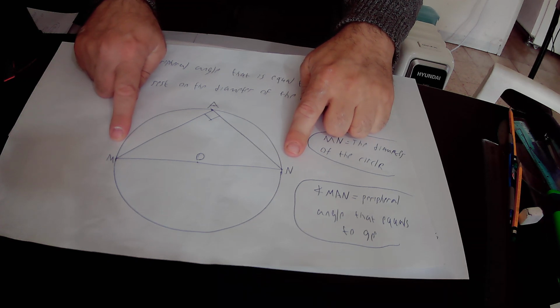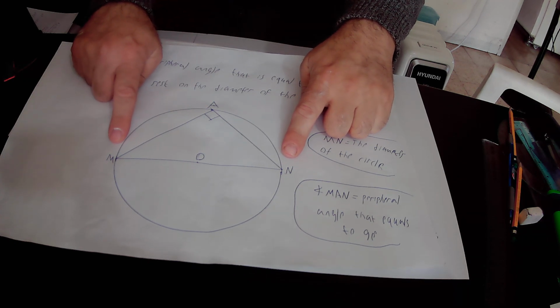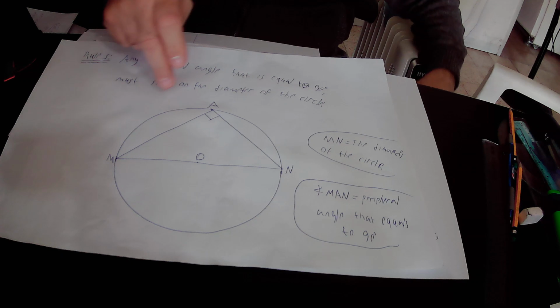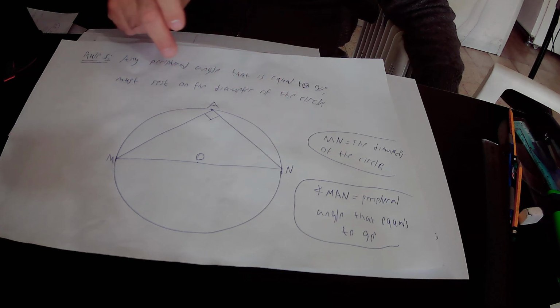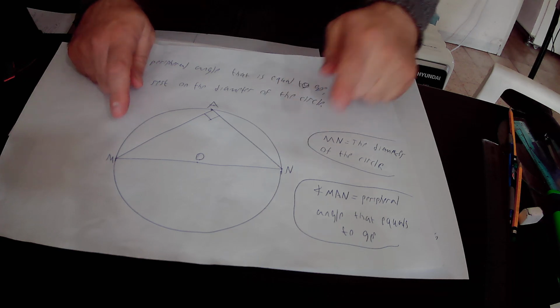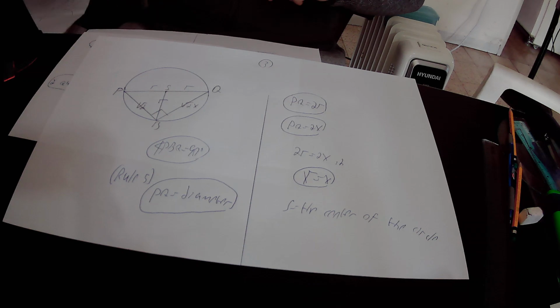Why? Because chord MN passes through point O, that is the center of the circle. And you know that any chord that passes through the center of the circle must be the diameter of the circle. So in conclusion, you can say that because peripheral angle MAN equals 90 degrees in size, it rests on the diameter of the circle. It rests on MN, that is the diameter of the circle. So we can implement rule number 5 in our drawing.